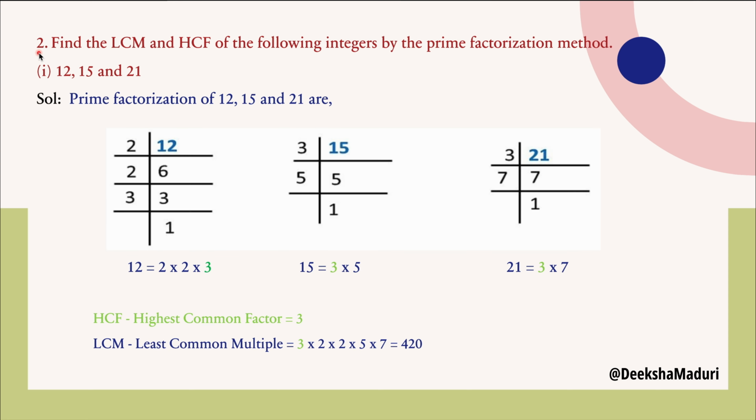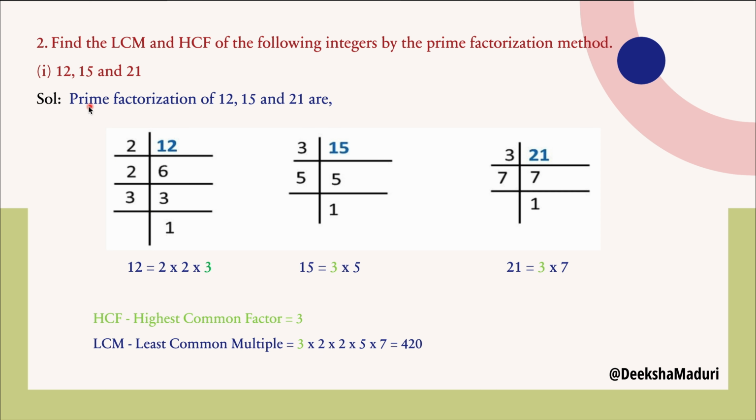And the second problem is: find the LCM and HCF of the following integers by using the prime factorization method. The prime factorization method basically gives us the prime factors of any number.